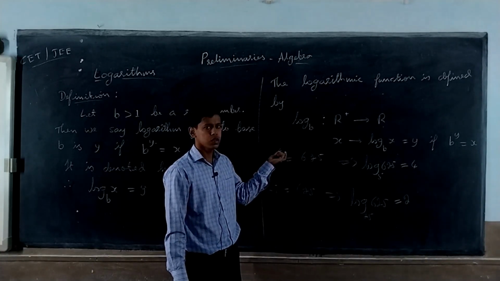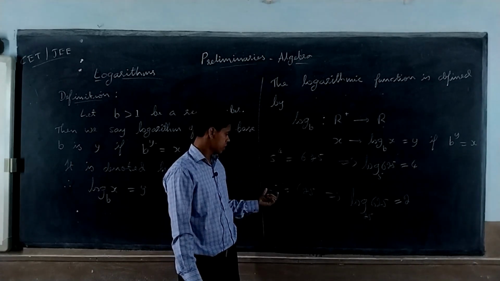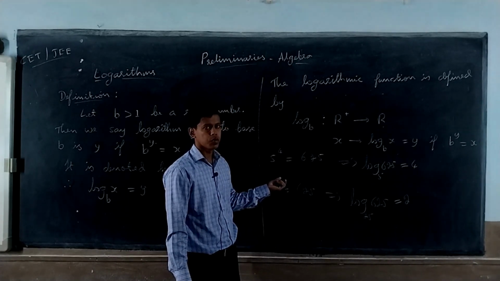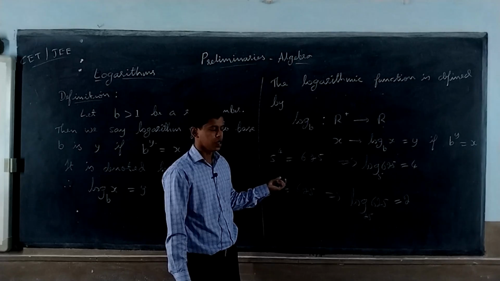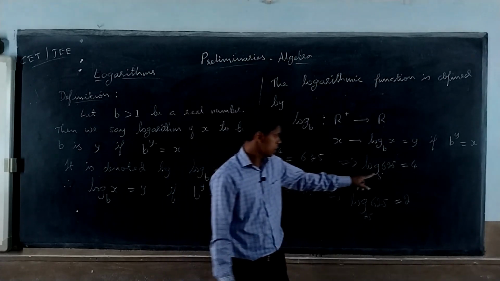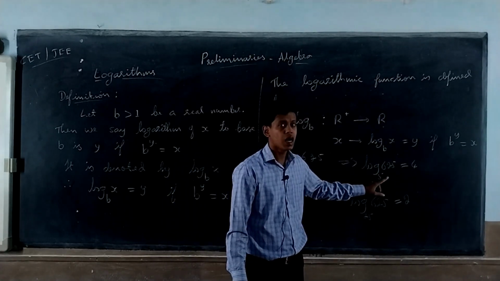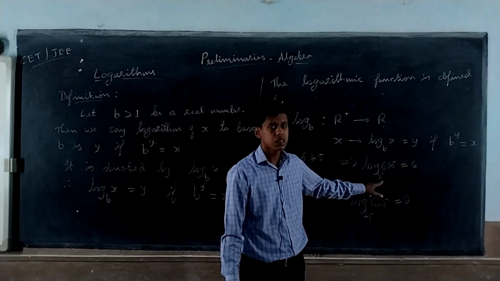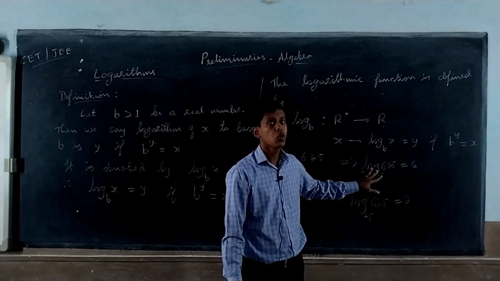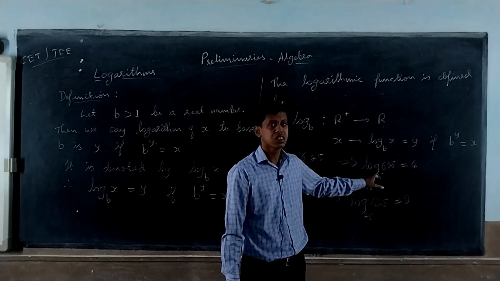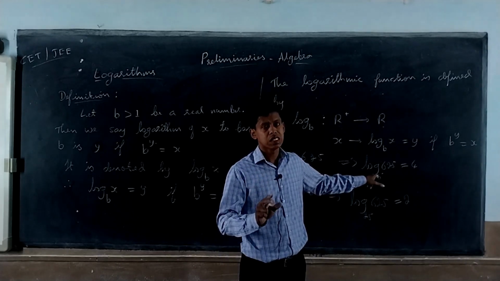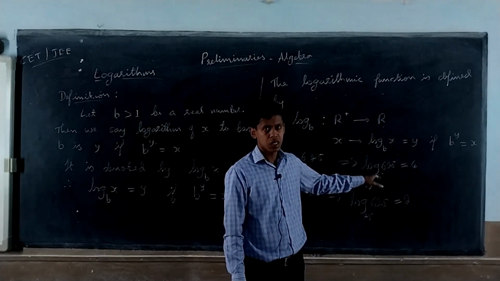So if this is 5, then you have the power 4. If this is 25, then you have the index 2 here, power 2 here, correct? So remember, this is not just a number, you can't ignore this number. So that's the third point I'm telling you. Don't ignore this number. This number also plays an important role in logarithms.